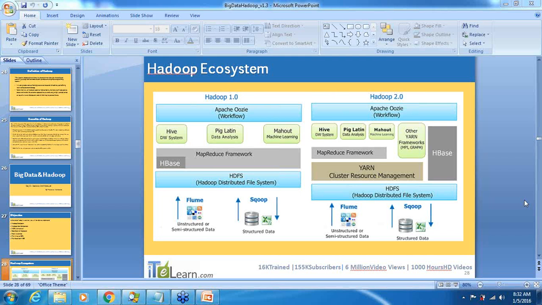Yusuf, I'll just come to you, let me complete the answer first. It is not specific to a technology. Hadoop supports, maybe I'll just bring up that kind of a slide.